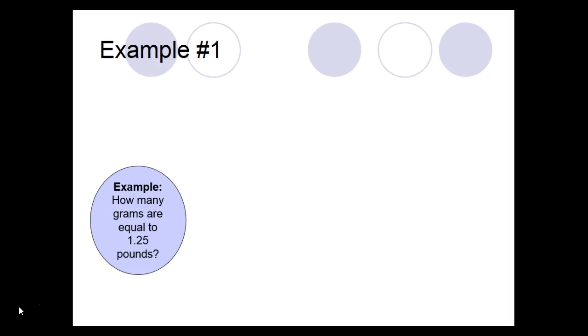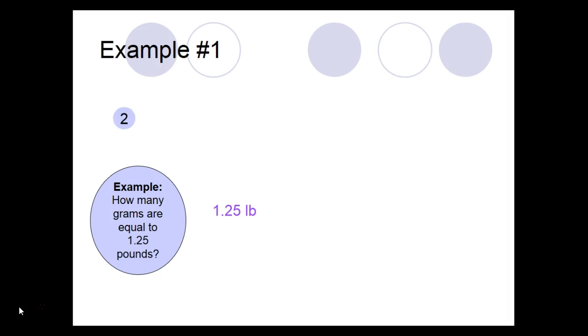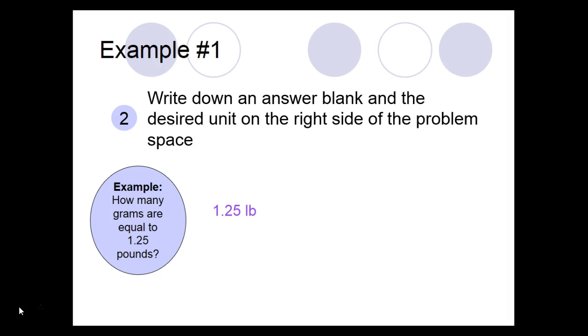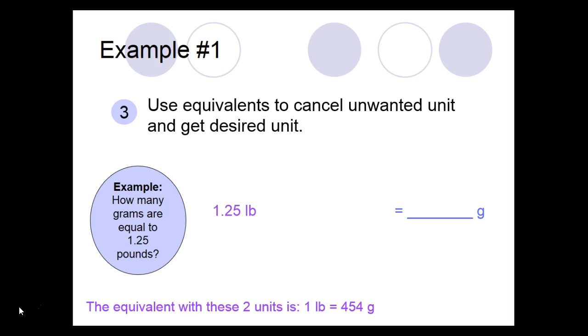So the question is, how many grams are equal to 125 pounds? We're going to start with the dimensional analysis steps. Step 1 is to start off with whatever you're given. So we're given 125 pounds. The next thing, we're going to create our answer blank. There's the answer blank.